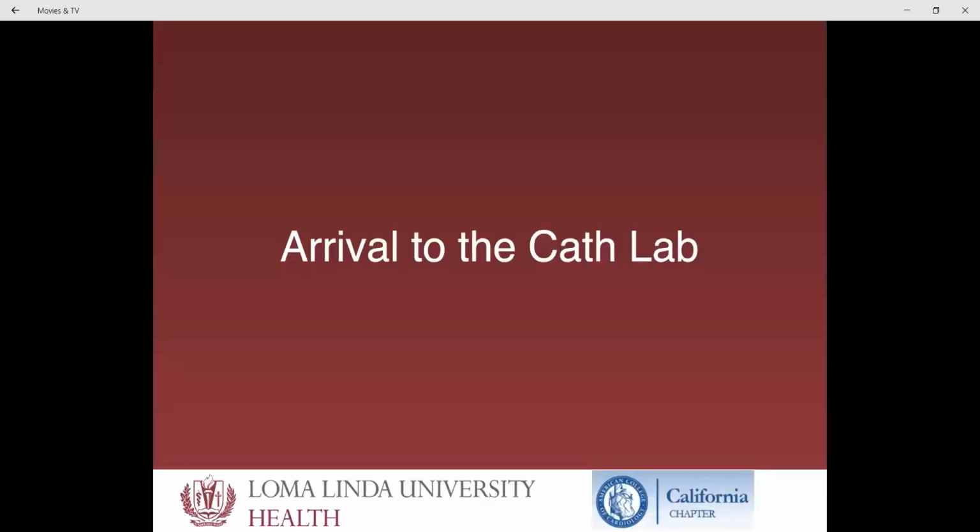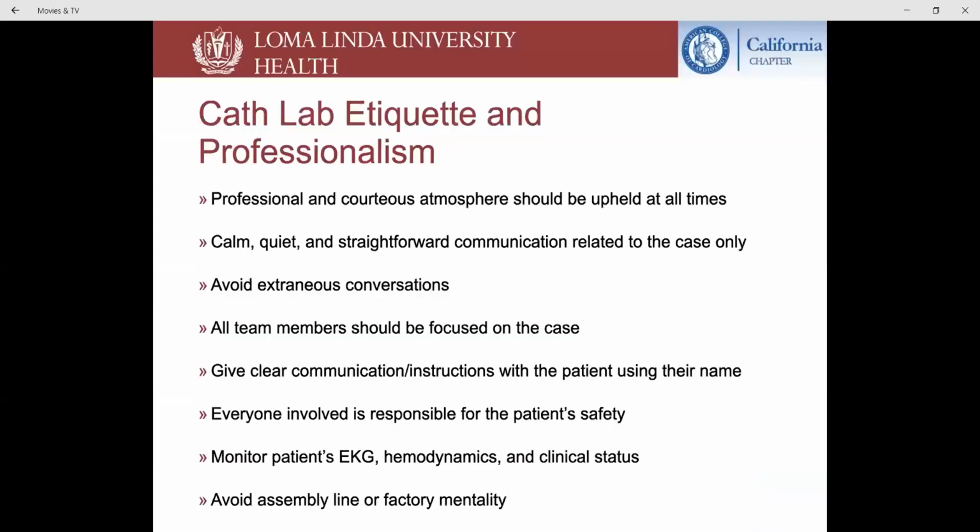So now we've arrived at the promised land, the cath lab. Like everything in medicine, the best rule of thumb is to behave like you are treating a loved one. Thus, there are certain expectations in terms of etiquette and professionalism that are expected by all team members in the cath lab, as we are commonly dealing with life and death situations.